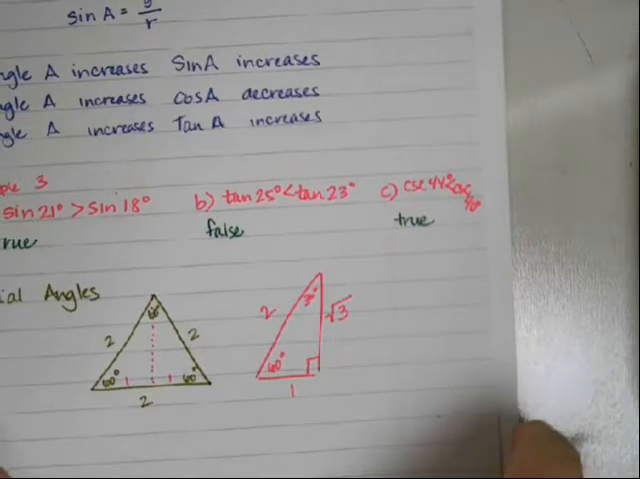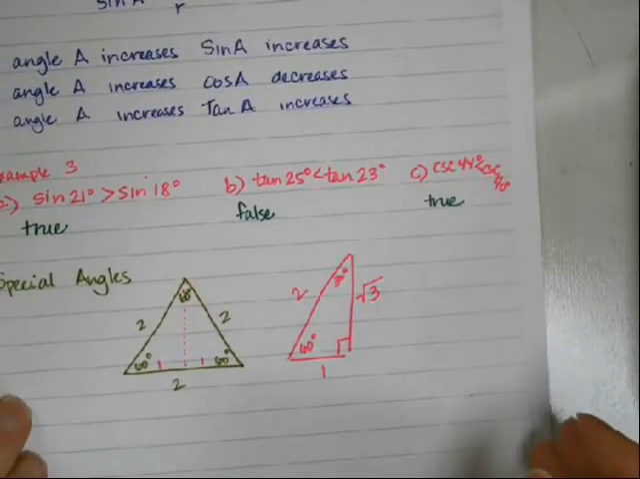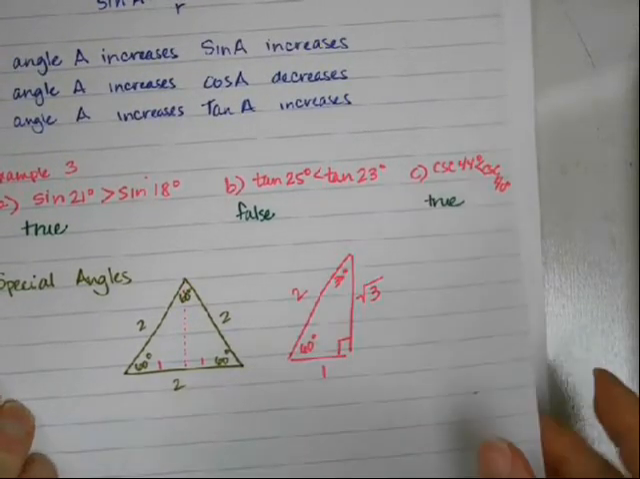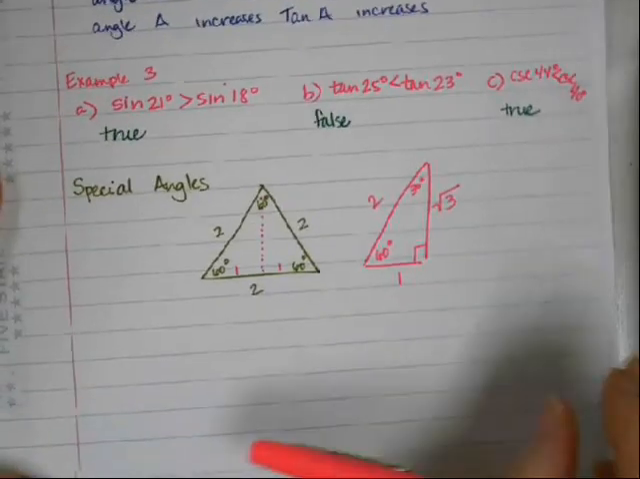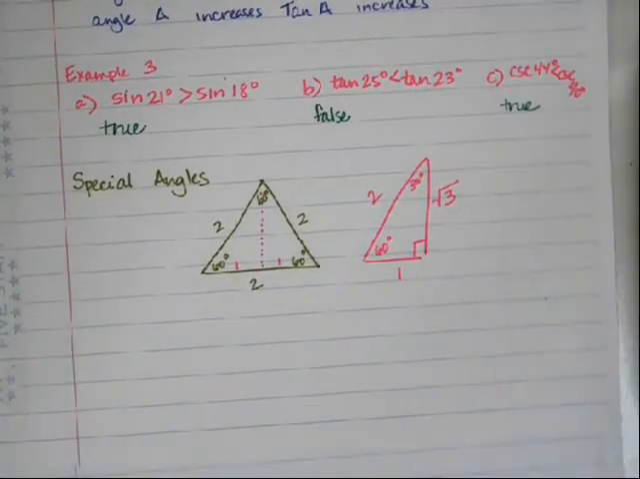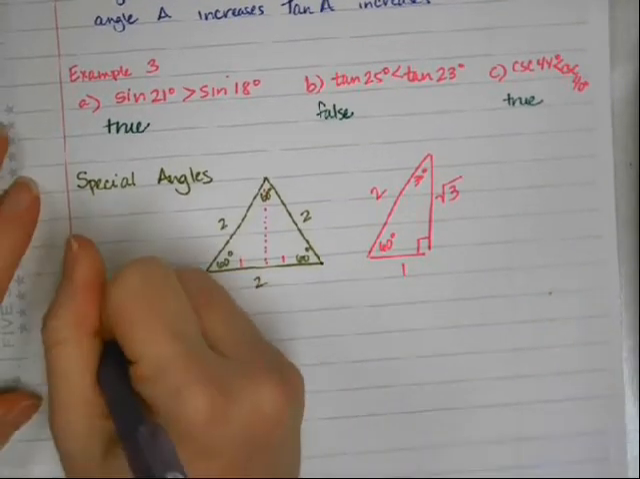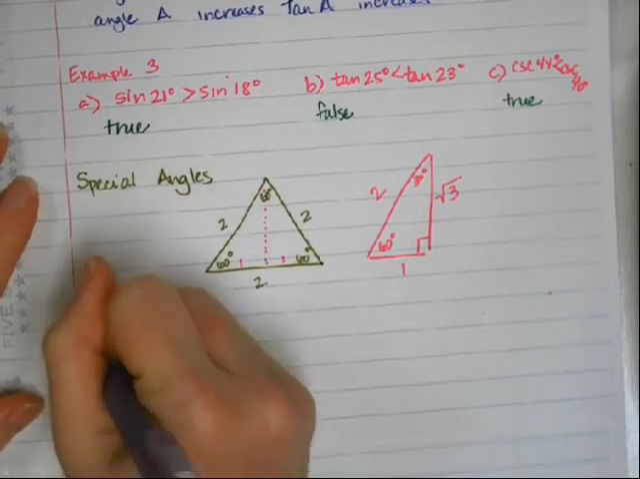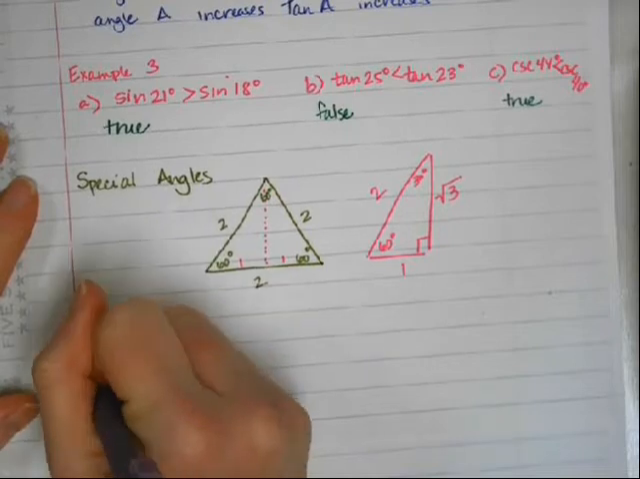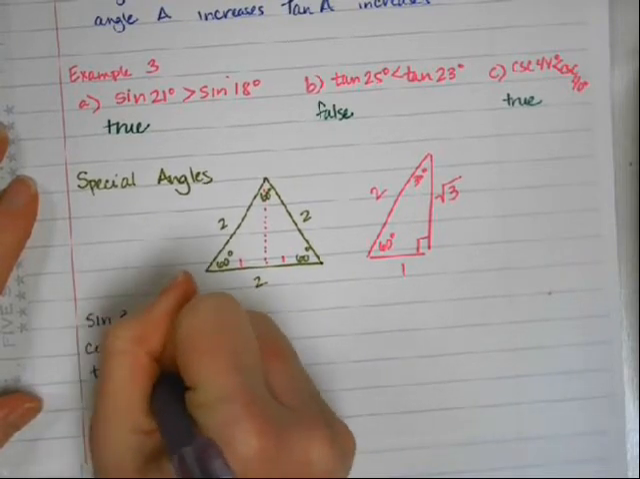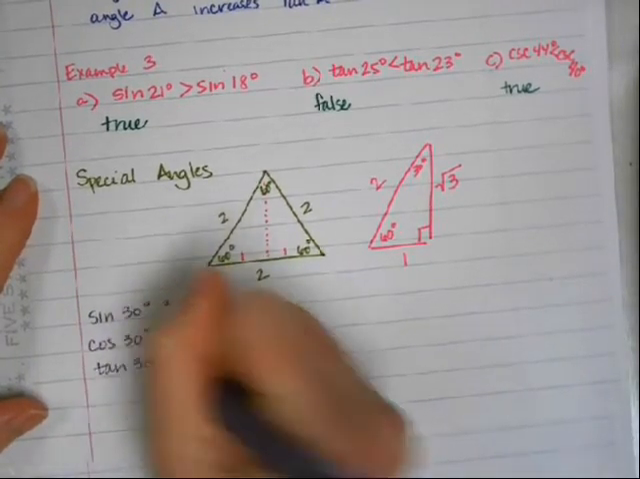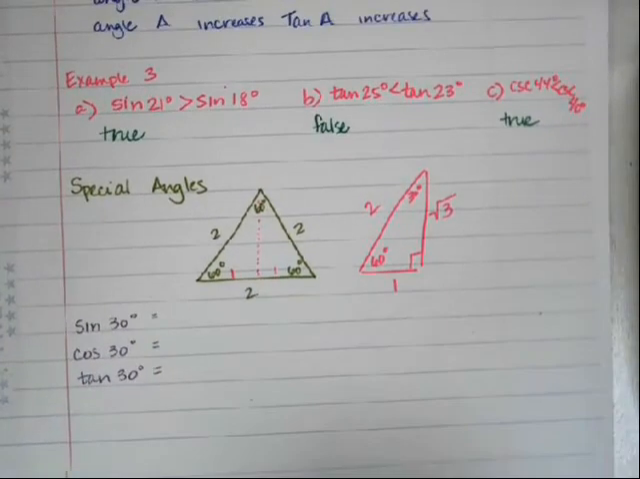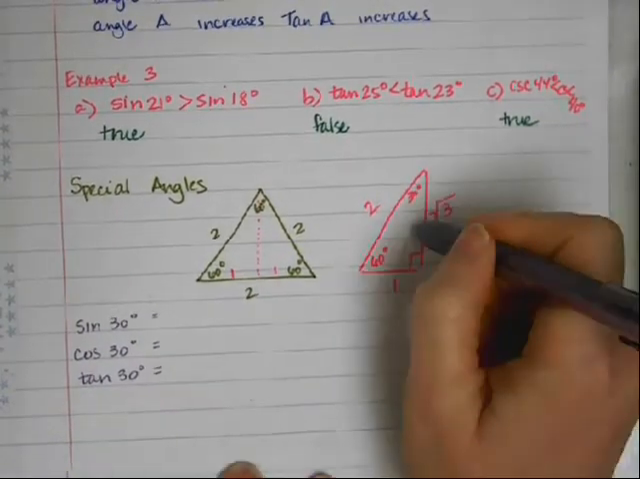All right, so what we're going to do is find all of the 6 trig functions for the 30-degree angle. So let's find those first. So I'm going to do sine of 30, cosine of 30, and tangent of 30. And not the ones that I put in my calculator. I don't want decimal answers. I want exact answers. So I'm going to use my 30, 60, 90 triangle.